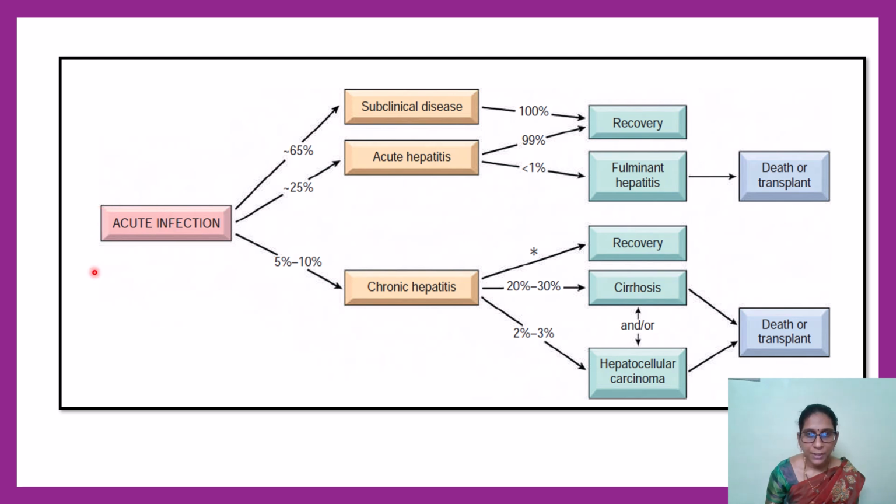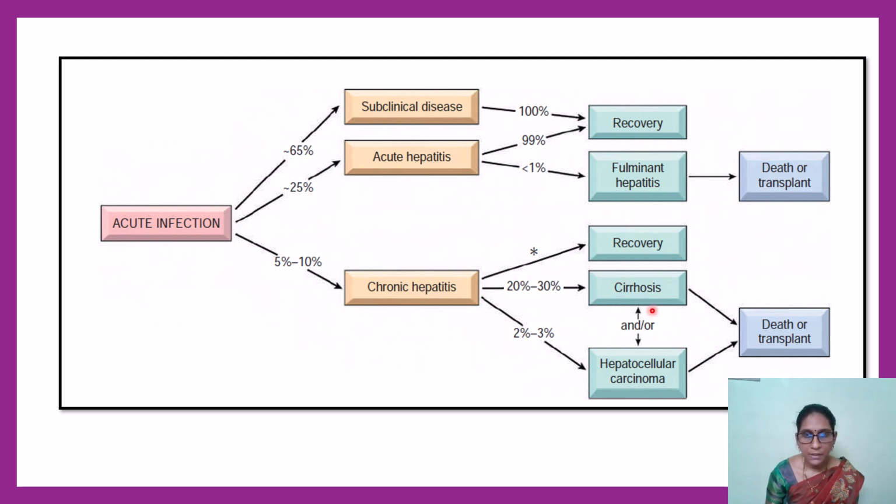So in acute infection with any viral hepatitis organism, 65% of the cases would be subclinical and it would recover 100%, or 25% can progress to acute hepatitis, of which 99% would recover, but 1% would progress to fulminant hepatitis, which can ultimately lead to death, or will require liver transplantation for the patient to survive. Or of acute infections, 5 to 10% can progress to chronic hepatitis, and most of which would be recovering.